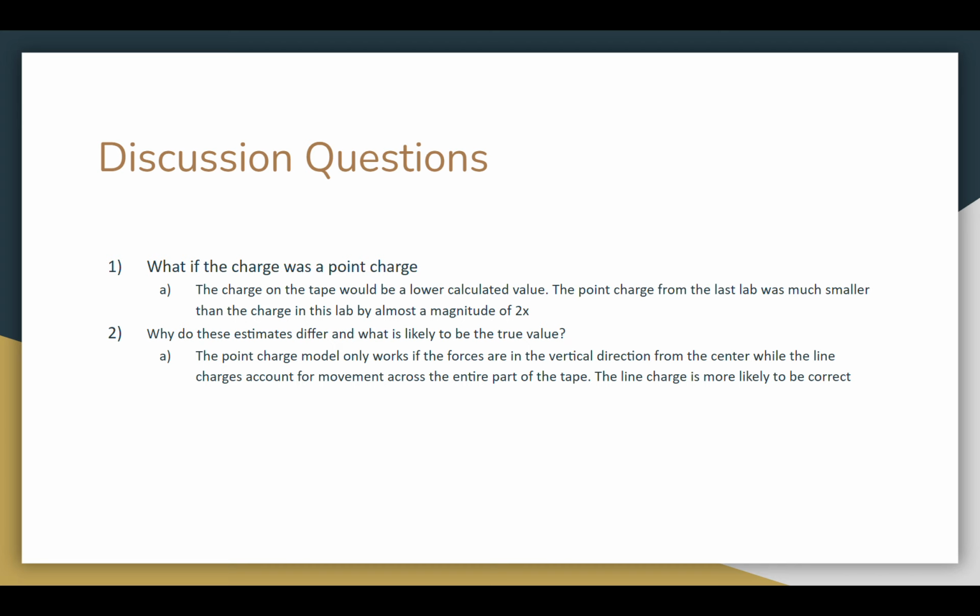And why do these estimates differ, and what is likely to be the true value? The point charge model will only work if you pretend all of the forces just go in the positive y hat direction, while the line charge has multiple points throughout the tape, on the bottom and top, and across the whole part of the top of the tape. So the line charge is more likely to be correct.